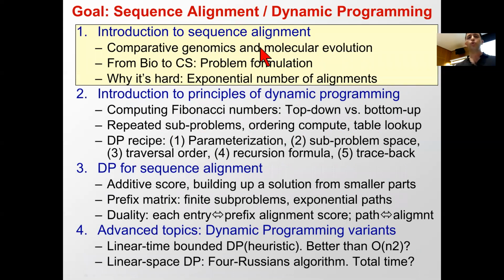So we're going to introduce, first of all, the problem of sequence alignment. Then we're going to introduce the principles of dynamic programming, which we're going to use as our solution after we realize how hard it actually is. And then we're going to combine the two and see how dynamic programming applies to sequence alignment. And then we're going to look at some really, really cool variants of dynamic programming.